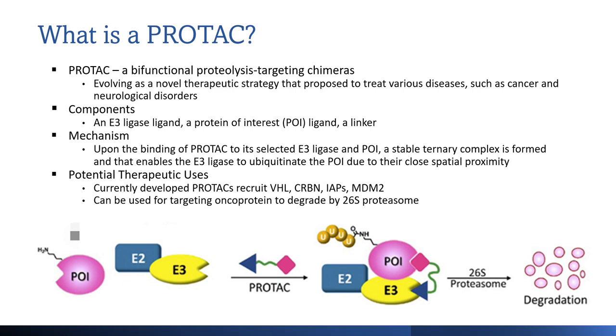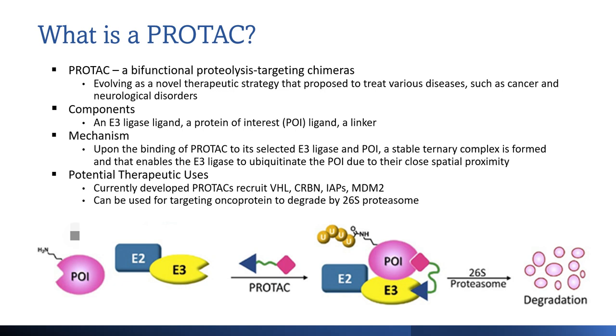Its mechanism of action is illustrated in the figure below. Upon the binding of a PROTAC to its selected E3 ligase and protein of interest, a stable ternary complex is formed, and that enables the E3 ligase to ubiquitinate the protein of interest for degradation due to their close spatial proximity.